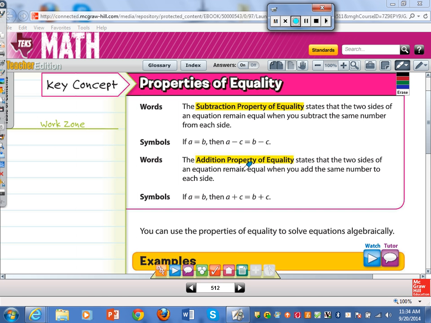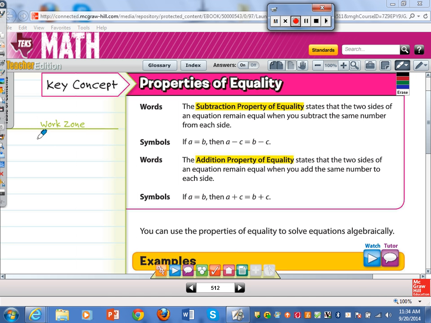Let's start with the subtraction property of equality. The subtraction property of equality states that the two sides of an equation remain equal when you subtract the same number from each side. For example, if you have some expression A equals some expression B, then if you subtract the same number from both sides of the equal sign, you end up with an expression that is still equivalent. Not the same answer, but still equivalent.